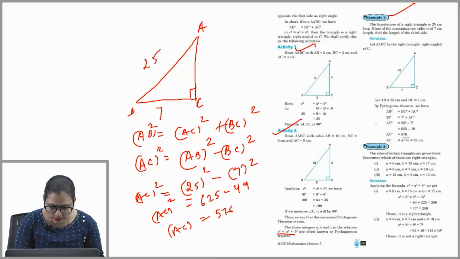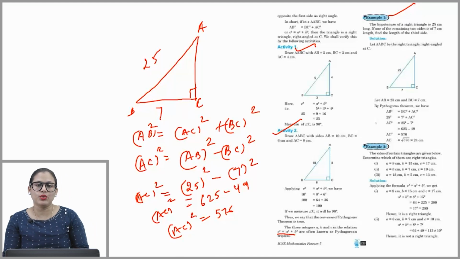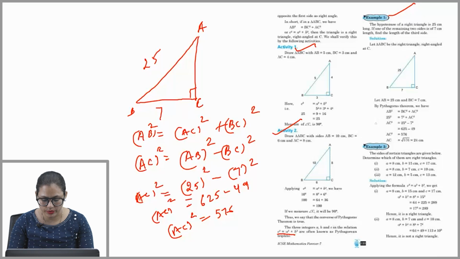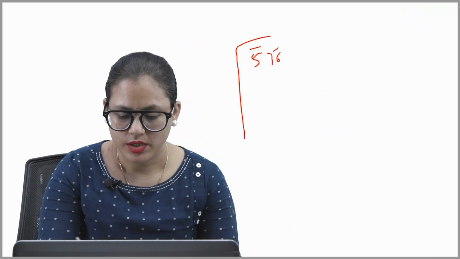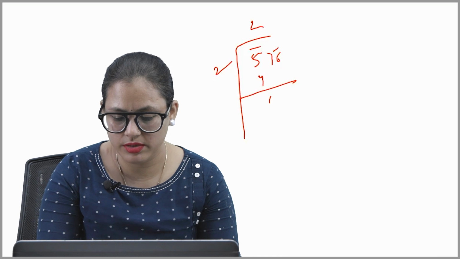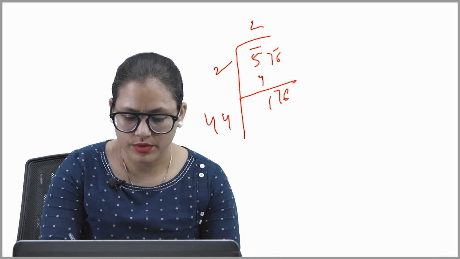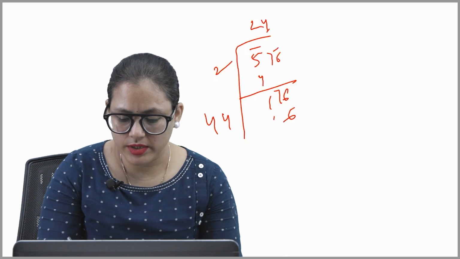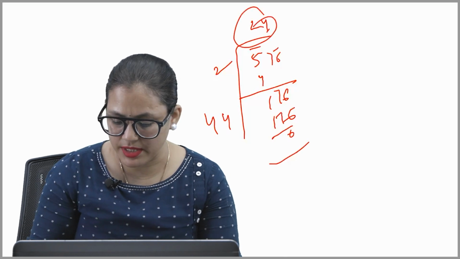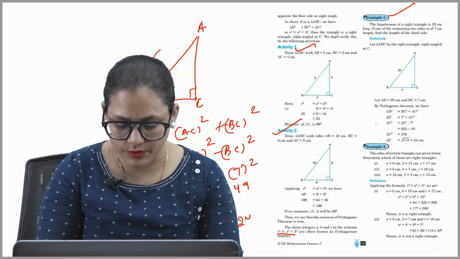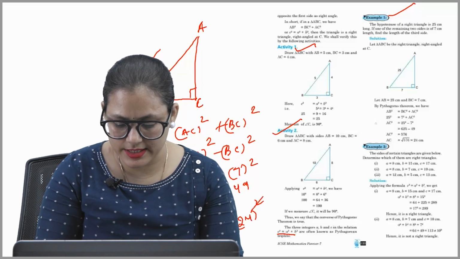Now, how will we get to know the square root of 576? We will find the square root of 576. 2 2s are 4, subtract, 1, bring down 76. Then 4, 4 4s are 16 and 1 carry 17. So 24. That means 576 is the square of 24. And AC is equal to 24 centimeters.